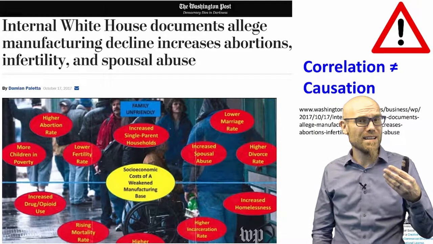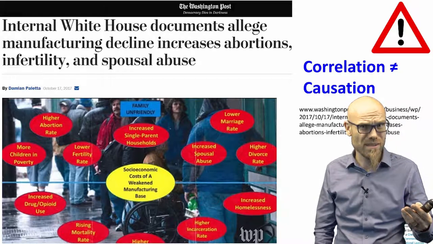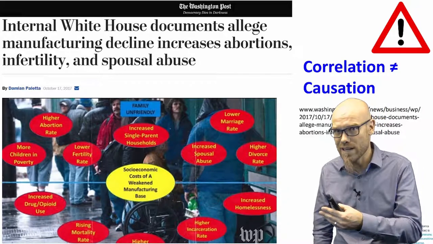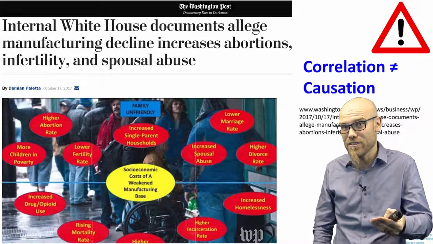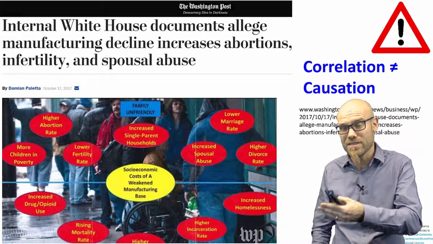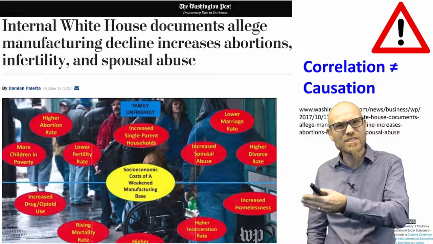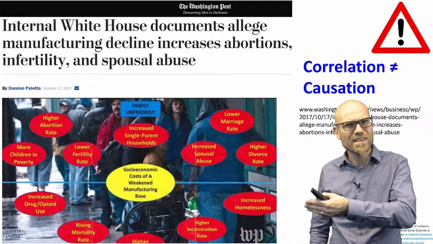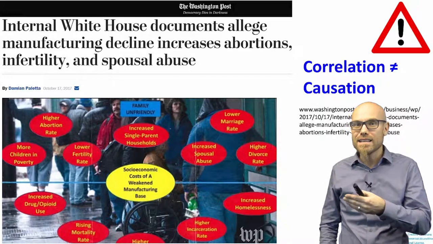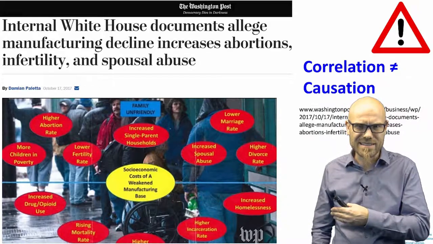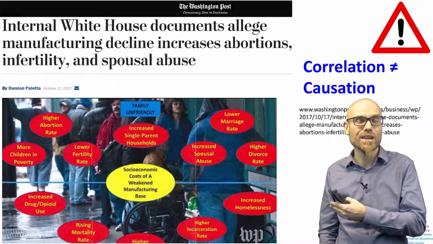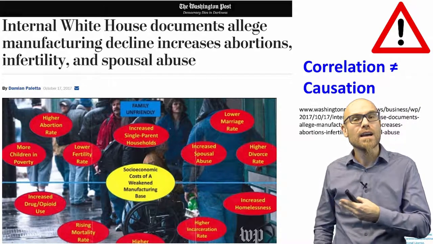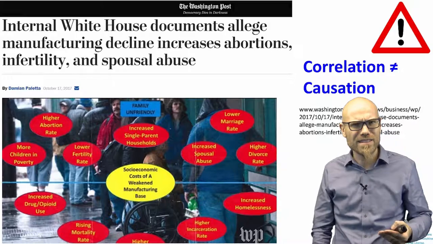So it means that there are fewer people working in the manufacturing sector. They might not work in another sector. I mean, they don't even have to be unemployed, just fewer working in the manufacturing sector. They might now work in the service industry or something, but no. And that leads to more abortions, more infertility. Absolutely, there's nothing that could support this. And this slide is actually from the Trump administration that was shown in the White House. There's absolutely no evidence for that.